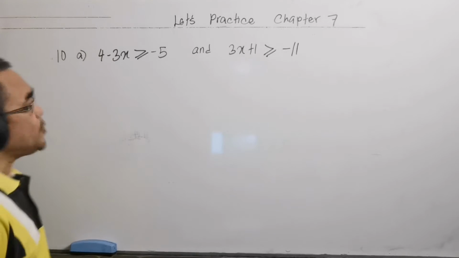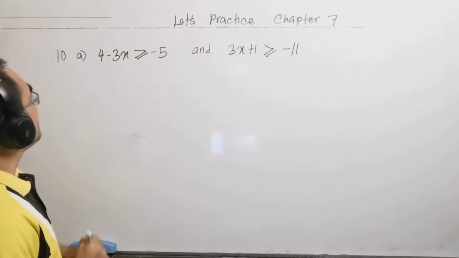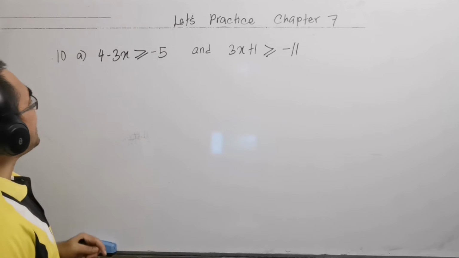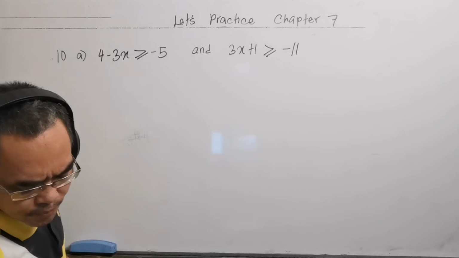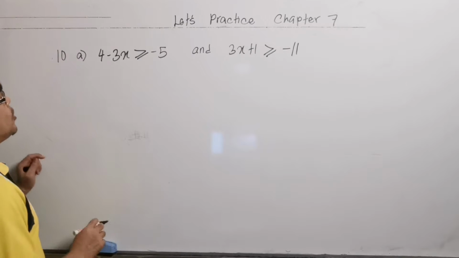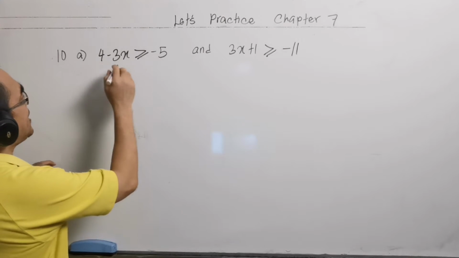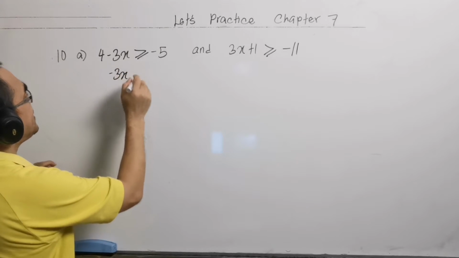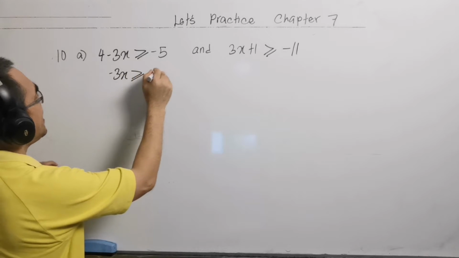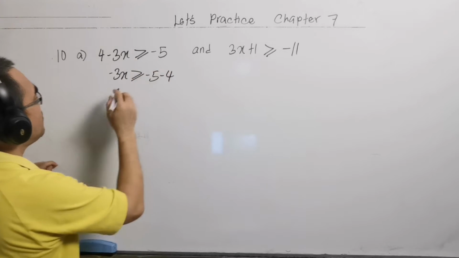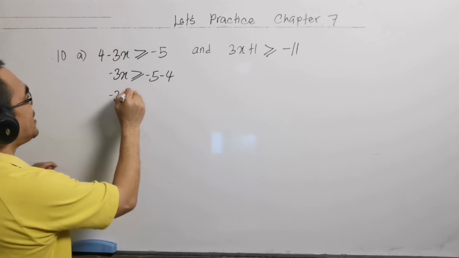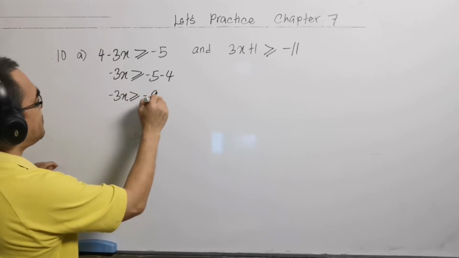Okay, let's continue with question number 10A. 4 minus 3x is larger than negative 5. So I'll bring 4 to the other side. So we have negative 3x larger than negative 5, negative 4. So we have negative 3x larger than negative 9.